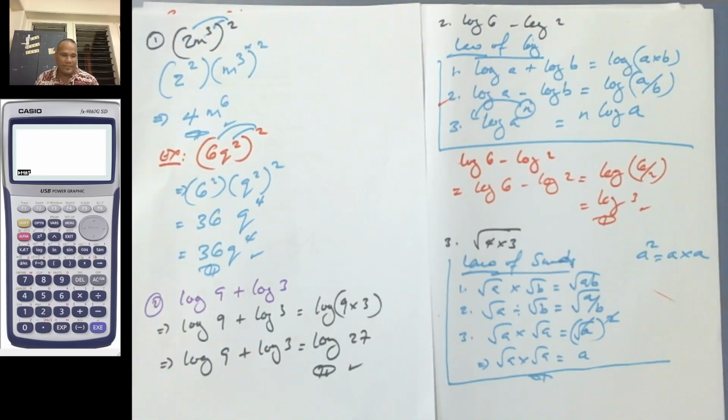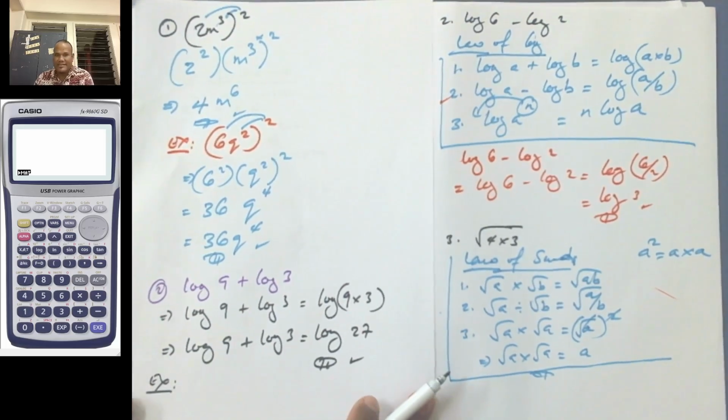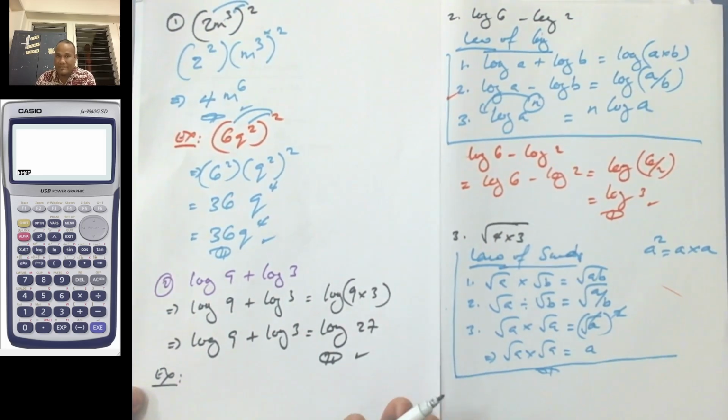I want you to use the same concept and try and solve this. Do this as an exercise. I give you 2 minutes. You can pause the video and answer this question. Try and solve this. Log 36 minus log 3. 2 minutes, and your 2 minutes starts now.